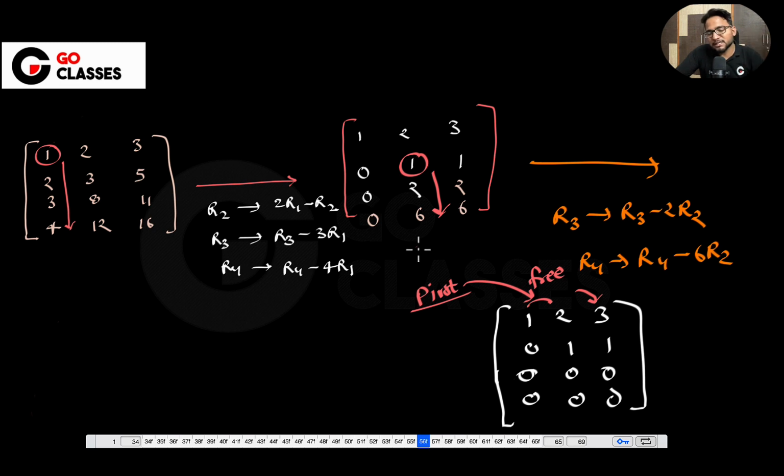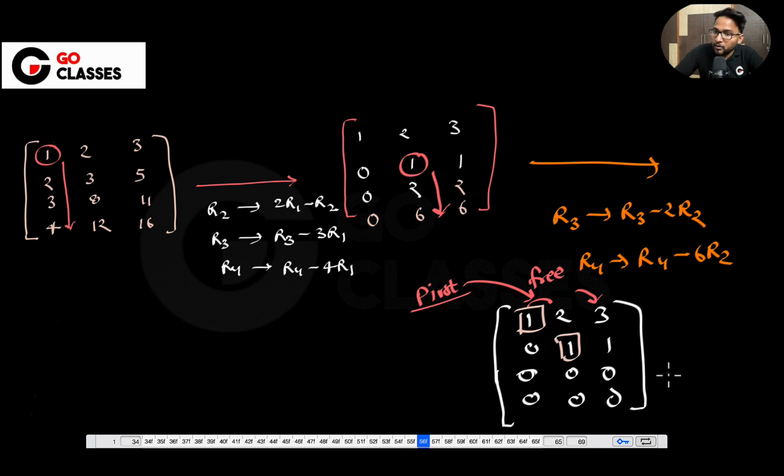Actually, all of this exercise I wanted to do to realize one thing: if you are doing the row operation, then ultimately you are finding out that this column is linearly dependent on these two columns. How are we finding it out? Let's just check.